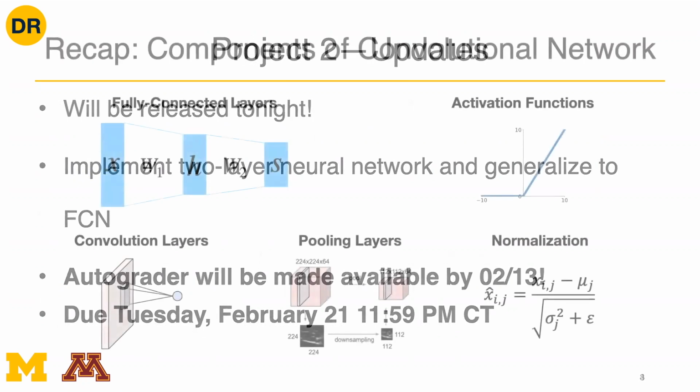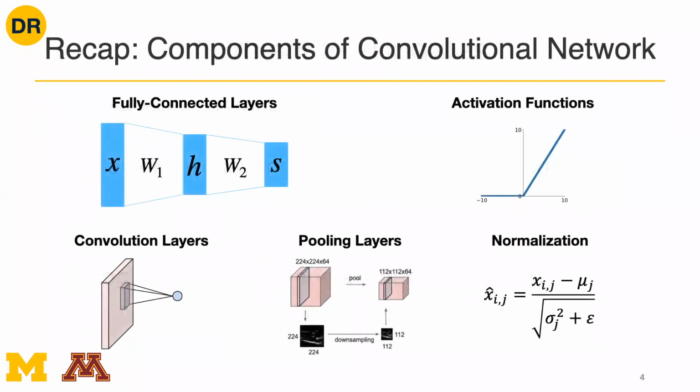Cool. So a little bit of a recap from previous lectures. We talked about these components in convolutional neural networks: fully connected layers, activation functions like ReLU, convolution layers, and pooling layers. And then we got to a point where we're going to talk about normalization, which we'll continue right now.